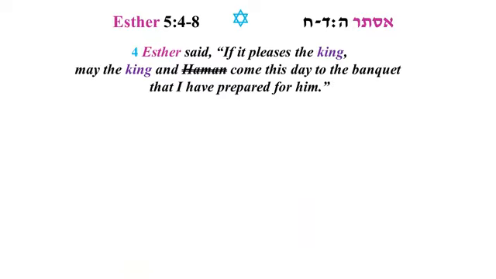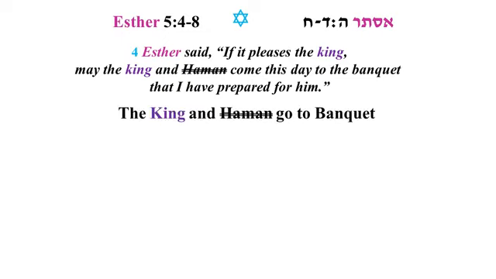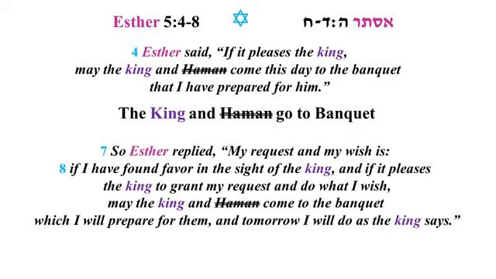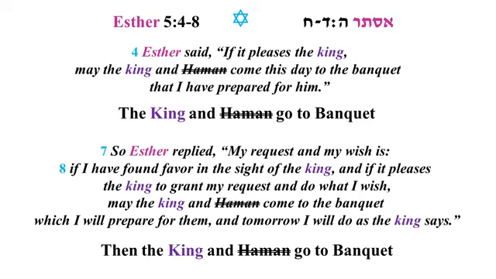That's what it says. Look, 5:4. "If it pleases the king, may the king and Haman come this day to the banquet that I have prepared for him." Then the king and Haman go to a banquet. Then in 5:7, 5:8, they actually go to the banquet and he says, what is your request, Esther? And she says, may the king and Haman come to the banquet which I will prepare for them tomorrow. Then the king and Haman go to a banquet.